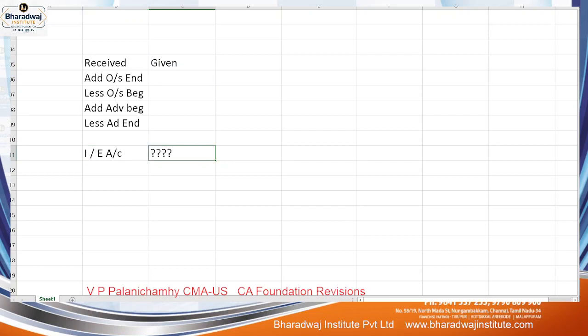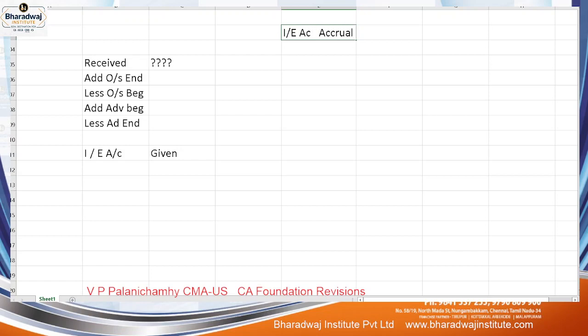Now reverse working. What do you mean by reverse working? You will be given what is recorded in the income and expenditure account. Go in reverse and find out what is received. In the same way for expenses, they will give you what is recorded in the income and expenditure account. You have to find out what is paid.